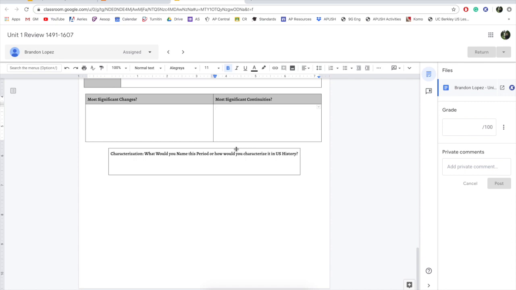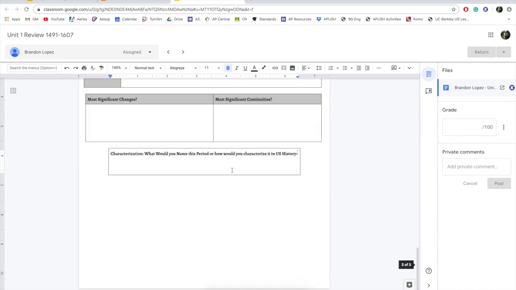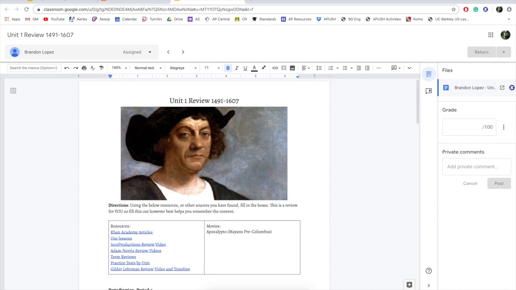Now, last thing on here is characterization. So you get to name this period, and then how would you characterize it? So, for instance, this one I would name a Native American unit, and I would characterize it as pre-European contact Native American interactions, I guess. So, name it, and then categorize it.